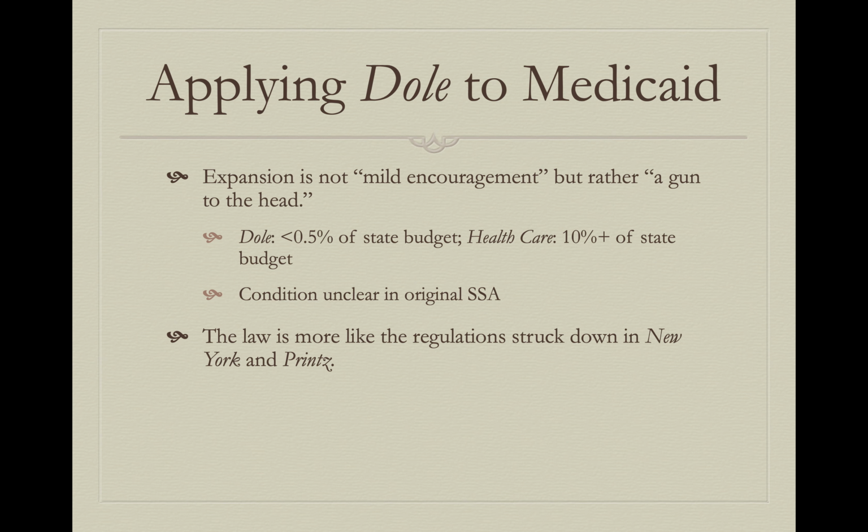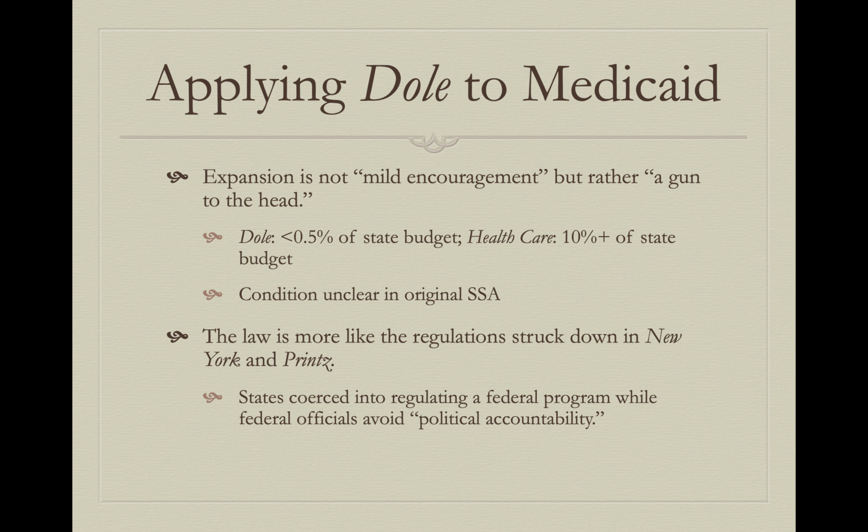Instead, the court said the law looks more like the regulations struck down in New York and Printz, where the states are actually being coerced into regulating a federal program while federal officials avoid political accountability. Right? So this looks more like the choice that New York was offered in the New York case. Right? Regulate how we want you to, or take title to radioactive waste. Not a real choice, according to the court for the state here. Regulate like we want you to by expanding your Medicaid program, or lose at least 10% of your state budget. Again, according to the court here, not a real choice.